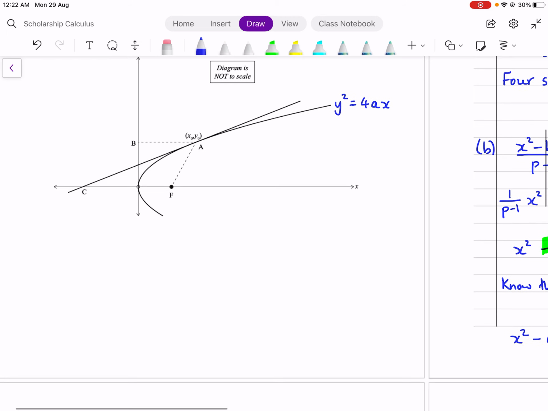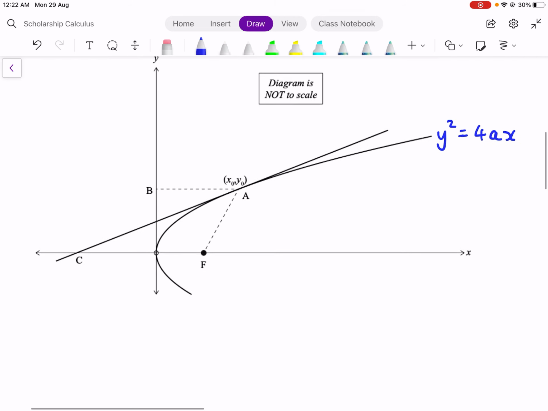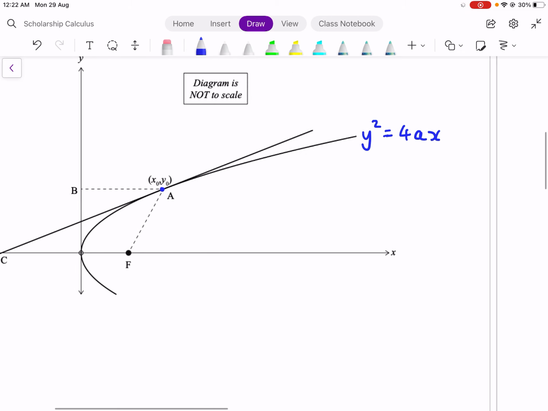So we're going to use calculus to find the slope of the tangent. I'll just use implicit differentiation. 2y dy/dx is equal to 4a. So dy/dx, the slope on the parabola, is 4a over 2y, which is 2a over y. And at that particular point where the tangent's drawn, the y value is y naught. So it's 2a over y naught. That's the particular slope there.